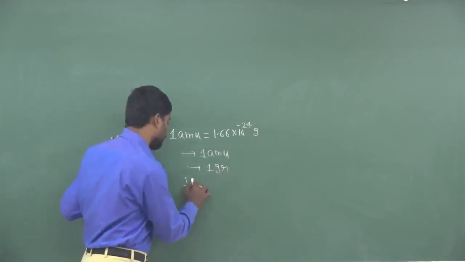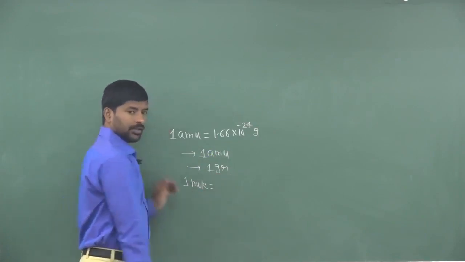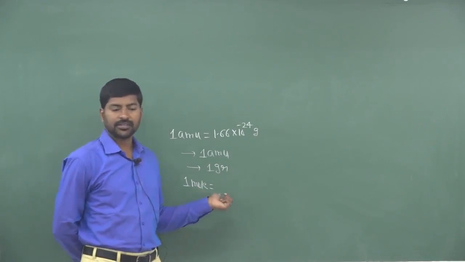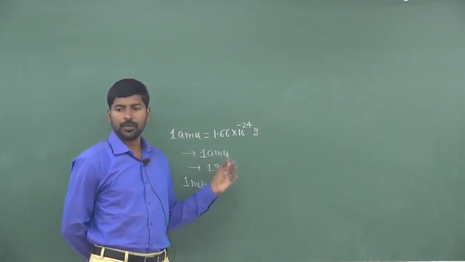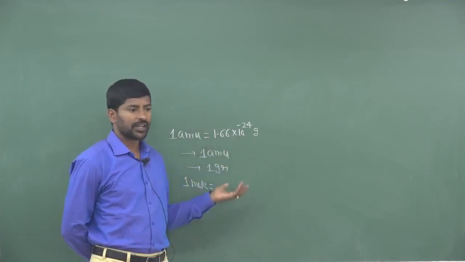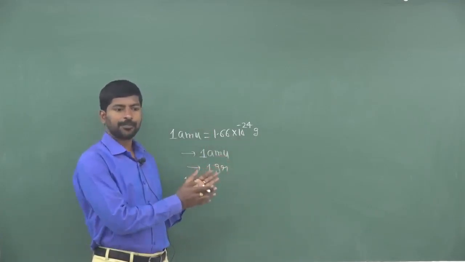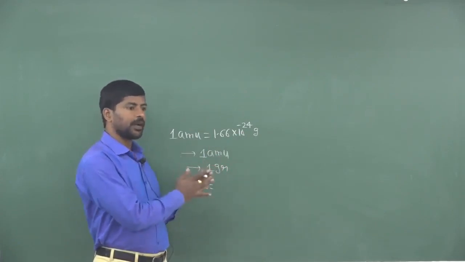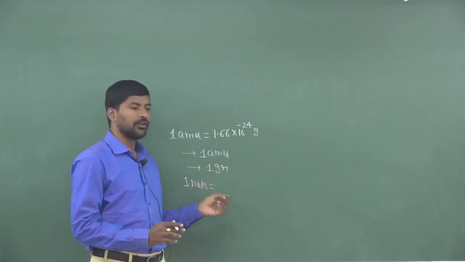Next we discussed 1 mole. Mole means it is the amount of substance that contains Avogadro number of particles. How many particles are present in 12 grams of carbon? To get the same number of particles, what is the amount of substance required? That is called 1 mole.